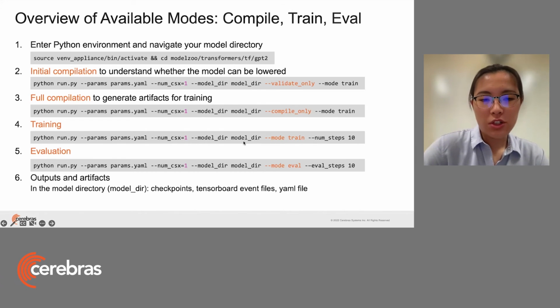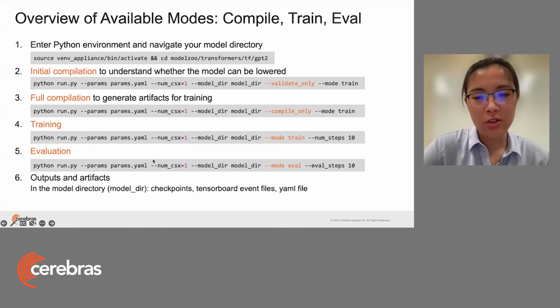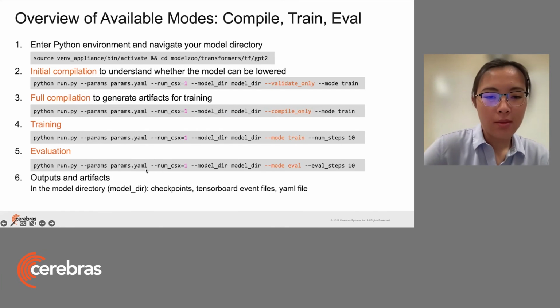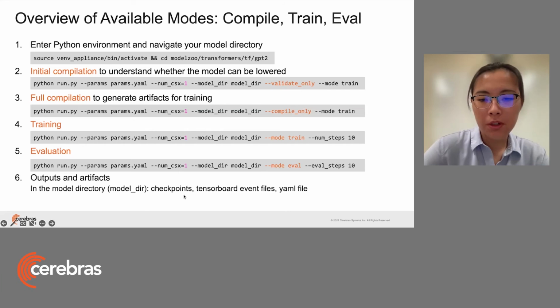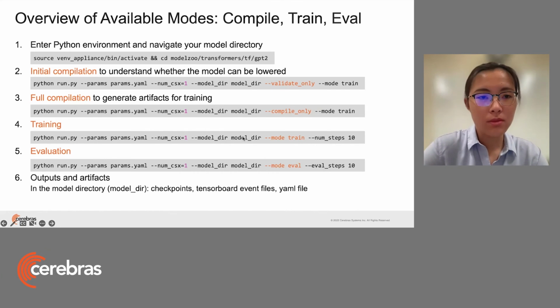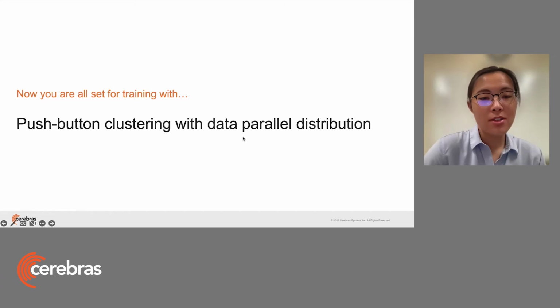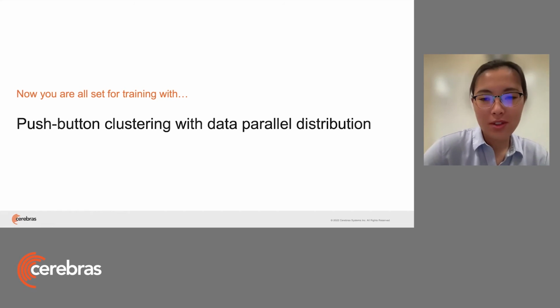With the mode set to train, you can do training jobs, and with the mode set to eval, you can do evaluation jobs. Within the model directory that is specified in your command, you'll have the outputs and artifacts. More specifically, you'll see checkpoints, TensorBoard event files, and also a configuration YAML file. Now you're all set to do training jobs. It will be push button easy for you because we're only using data parallelism in our cluster.